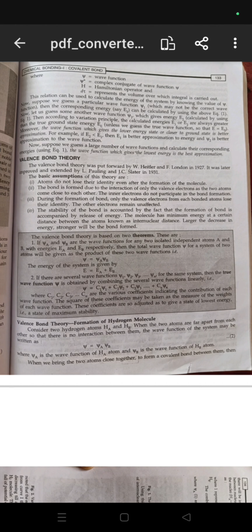Valence bond theory. Formation of hydrogen molecule. Consider two hydrogen atoms Ha and Hb. When two atoms are far apart from each other so that there is no interaction between them, the wave equation of the system may be written as psi is equal to psi A psi B, where psi A is the wave function of Ha atom and psi B is the wave function for Hb atom. When we bring the two atoms close to each other to form a covalent bond between them, then there will be interaction between them.